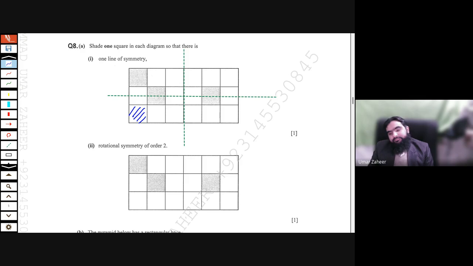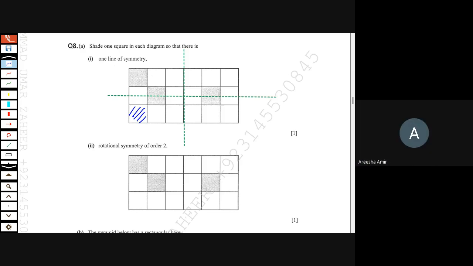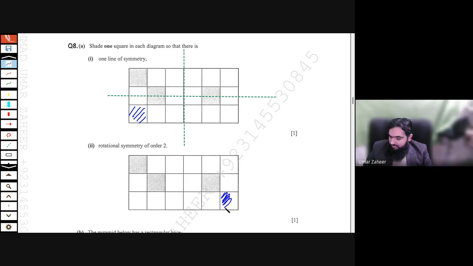Yes, Aisha. Sir, for the rotational symmetry one, we can shade the bottom right corner. Oh, you are talking about rotational. Okay, we have to check. I'm just talking about here. All right. Yes, Rania, it is the right answer for the first part.